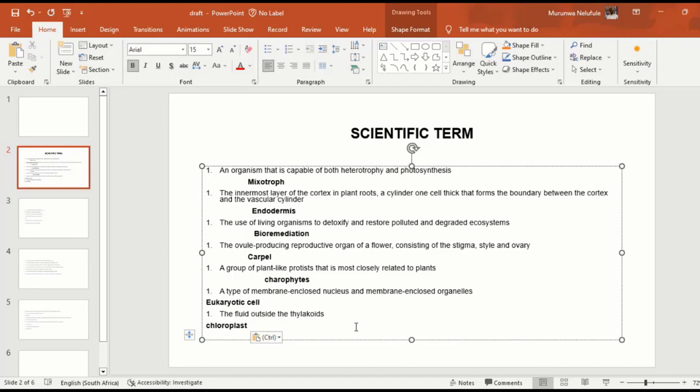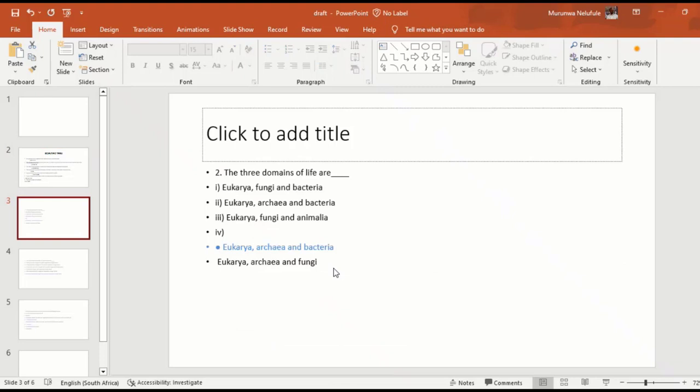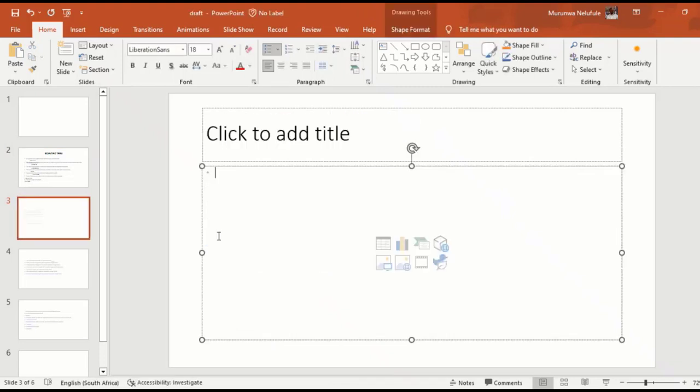Remember I told you that when you're reading the plant cell and animal cell, your examiner might not necessarily ask you the description in the obvious way. You might just describe it by a function and say the fluid outside the thylakoids, which is something you may not even think of describing. It's a very rare description of the chloroplast, that one. So let's go to the other one.